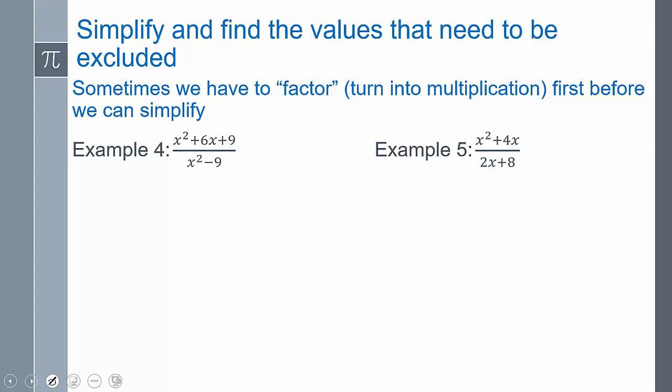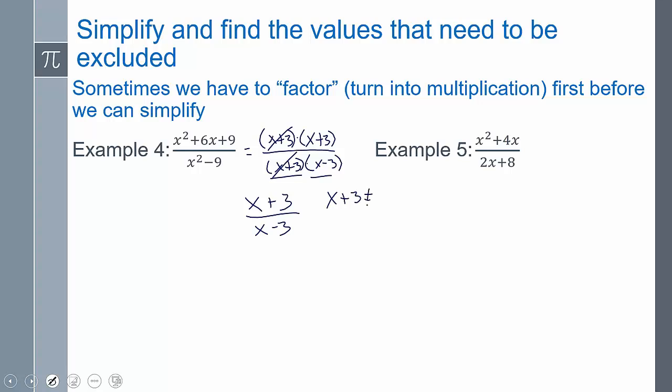Now sometimes you're going to have to factor it before you reduce it. And so you're going to get x plus 3 and x plus 3 over x plus 3 and x minus 3. So you may have to actually factor it first. Now that they're expressed as multiplication, those x plus 3's reduce, so my answer is going to be x plus 3 over x minus 3. Now my exclusions, setting each of these equal to 0, you get x cannot equal negative 3 and x cannot equal positive 3.